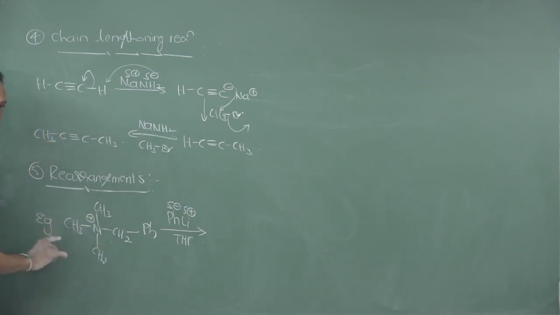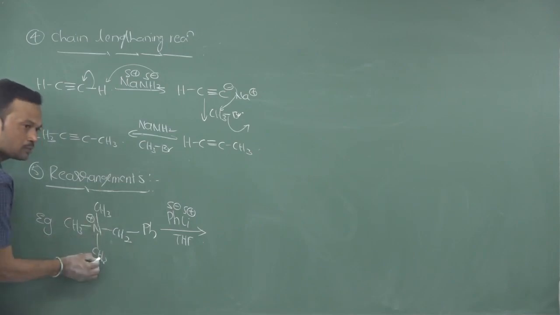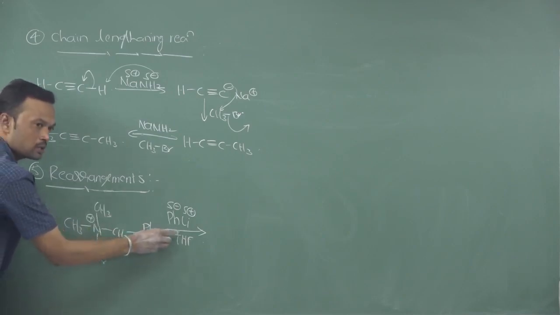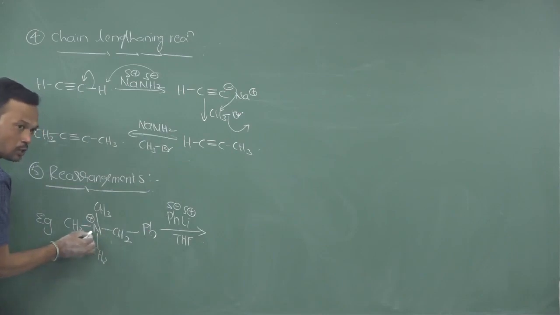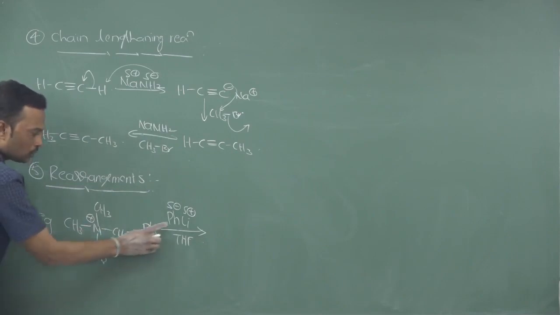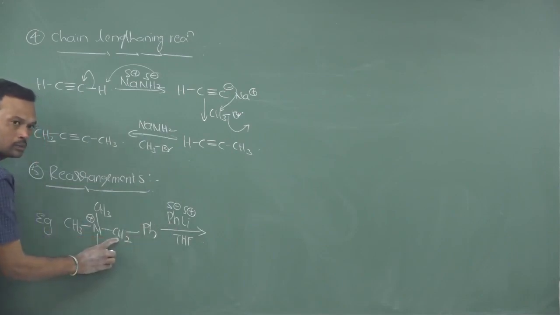Quaternary ammonium. Now nitrogen is an electron-withdrawing group for adjacent carbons. Whichever carbon next to nitrogen is very weak towards this base, that may undergo deprotonation. Now this carbon having phenyl as well as nitrogen is more acidic. So this base takes a proton from this carbon.